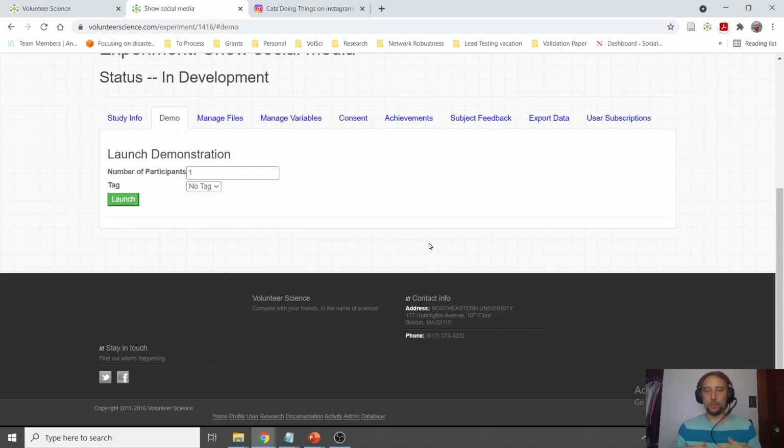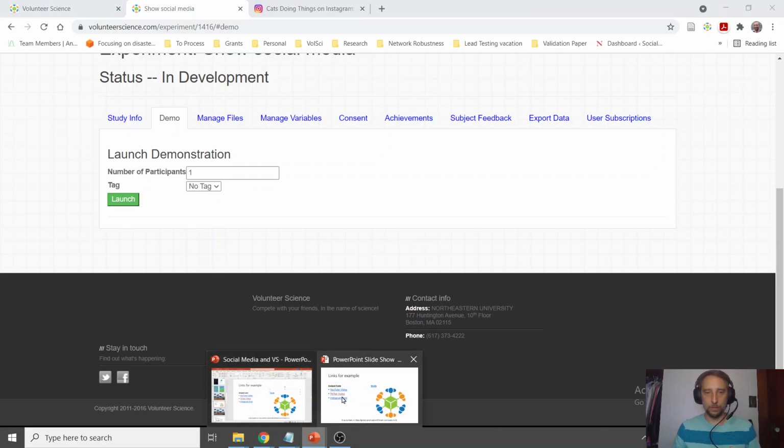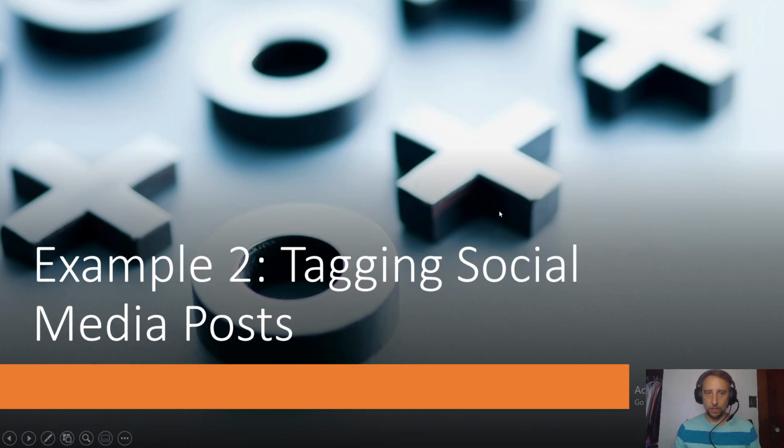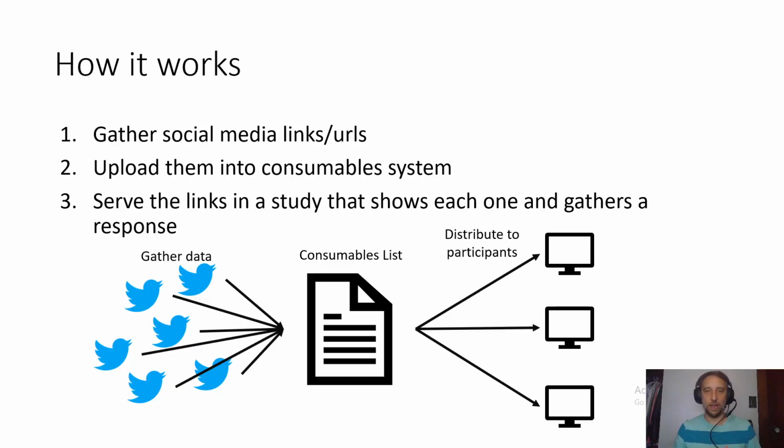So this could be the fundamental approach for adding in and showing all of the social media posts. And we're going to focus on Twitter because it's the easiest to deal with moving forward. So example 2, tagging social media posts. We have a bunch of tweets already that we've collected, and we're just going to embed these in a study and have somebody answer a survey.